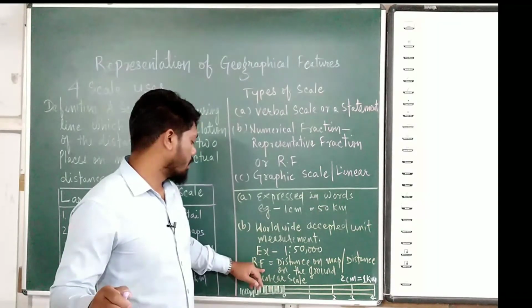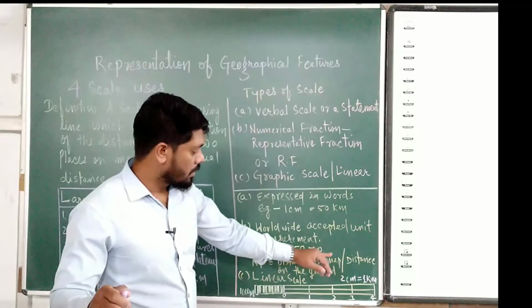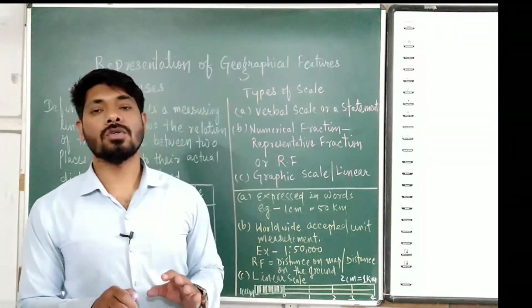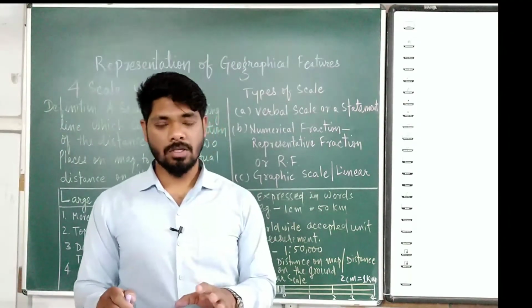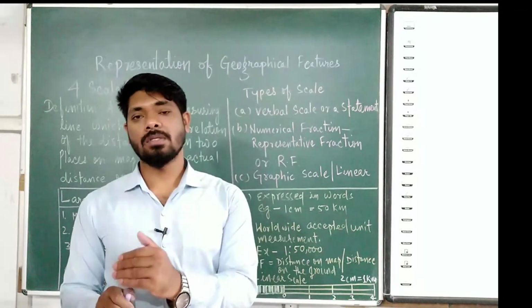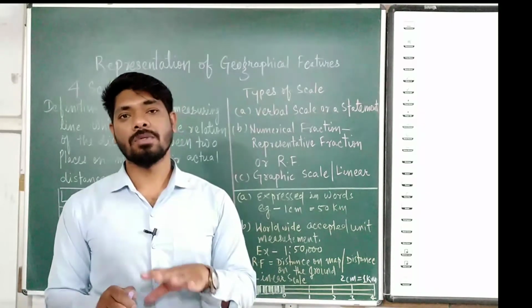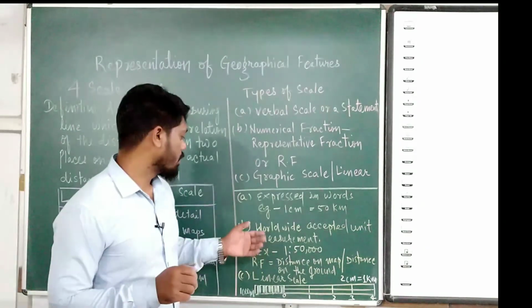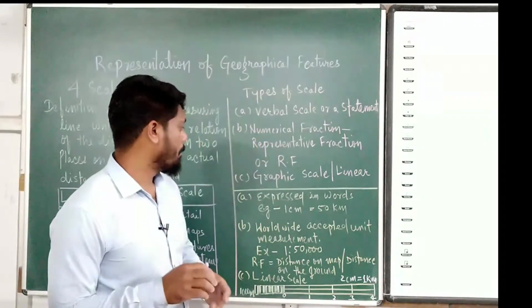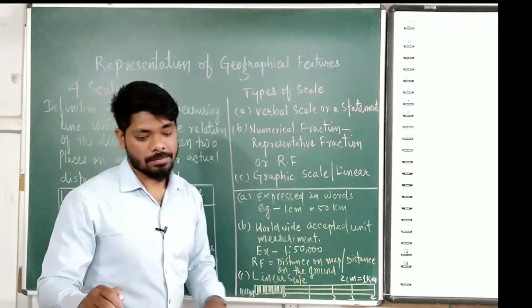So the representative fraction is equal to distance on the map divided by distance on the ground. With 1:50,000, 1 centimeter on the map is 50,000 centimeters on the ground. On that basis, this unit is shown on the map.